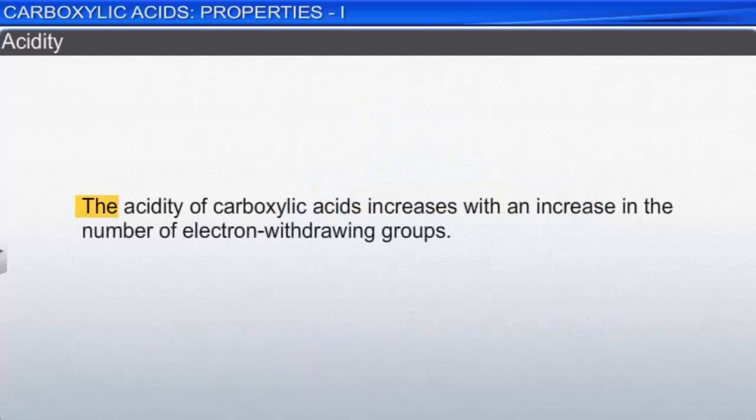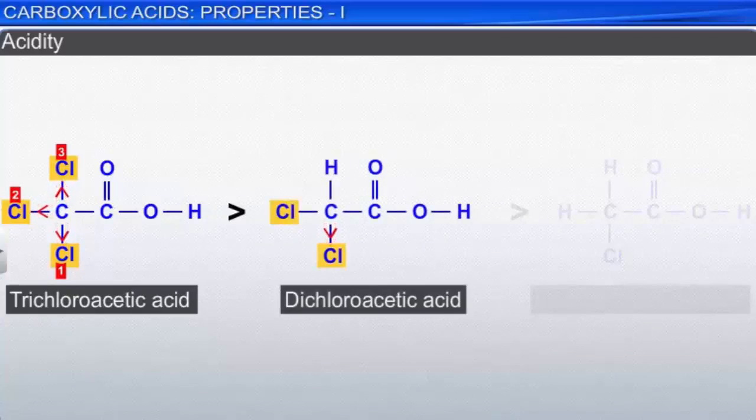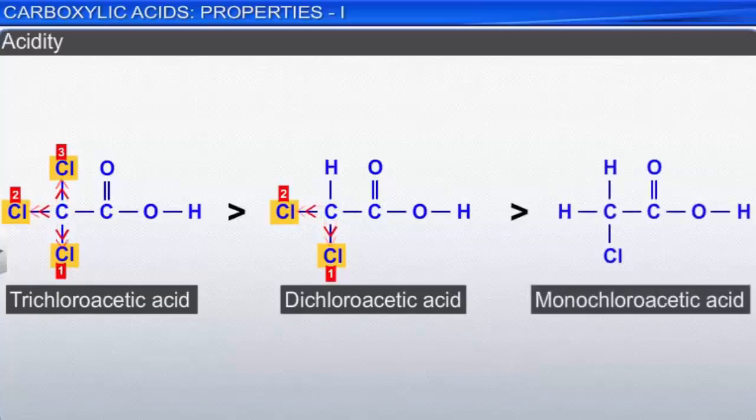The acidity of carboxylic acids increases with an increase in the number of electron withdrawing groups. For example, trichloroacetic acid with 3 electron withdrawing groups is more acidic than dichloroacetic acid with 2 electron withdrawing groups, which in turn is more acidic than monochloroacetic acid with 1 electron withdrawing group.